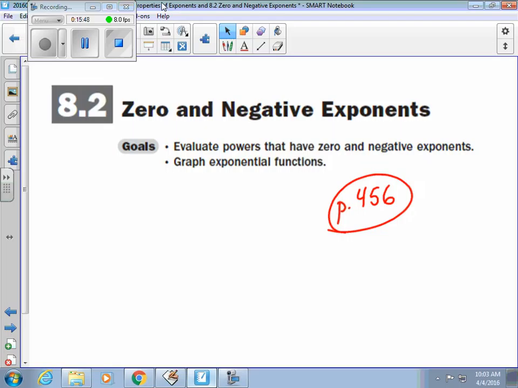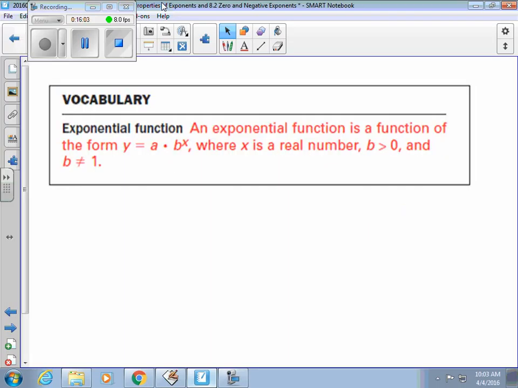This is lesson 8.2 and negative exponents, going along with 8.1. We're evaluating powers that have 0 and negative exponents, real simple. And then we're graphing exponential functions. We're not going to fool too much with graphing the functions. Beginning on page 456. First thing we have is a definition.